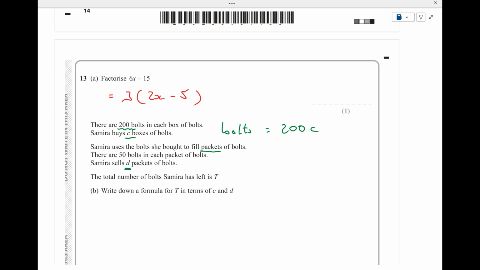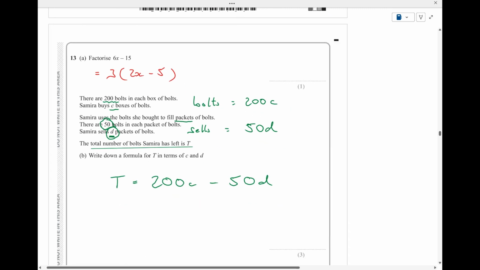So how many bolts does she sell? There are 50 bolts in each packet, and she sells D packets. So she sells 50D. So what does she have left? Because it says the total number of bolts she has left is T. So T, the amount she'll have left, will be the amount she started with minus the amount she sells. And that is the answer to number 13.